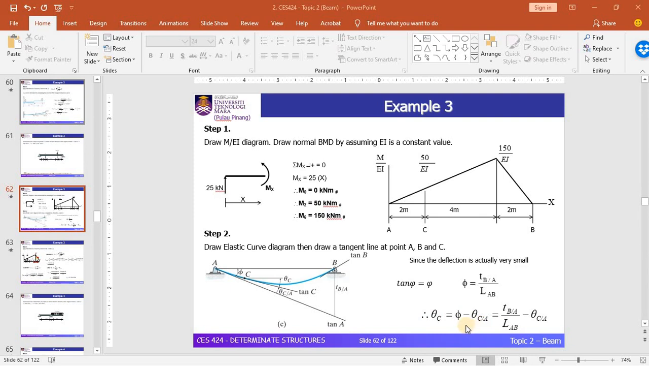Okay, so this theta CA, you can simply obtain the value from the M/EI diagram, but we have a problem with this particular phi, or the theta A. So basically you need to have another equation. You need to further define this particular phi, which you can do by looking at the elastic curve diagram again.